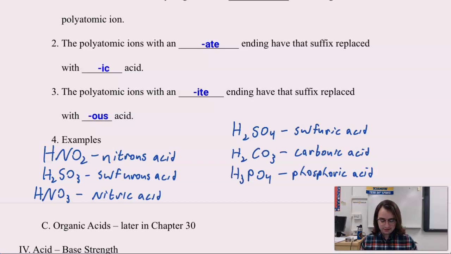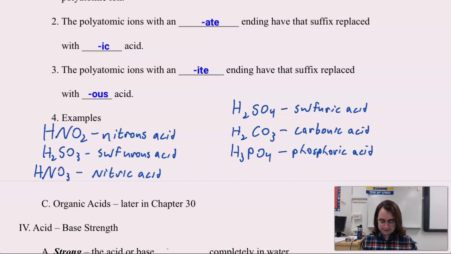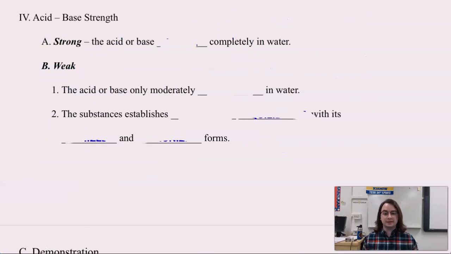There are also organic acids. We'll talk about that later. You don't have to worry about that right now. Let's talk about acid-base strength. I believe this is our last topic here, so just stick with me. I'm almost done. We have two different types of acids and bases. We have what are considered strong acids or bases. These are acids or bases that completely ionize in water, which means they completely dissociate into their ions.